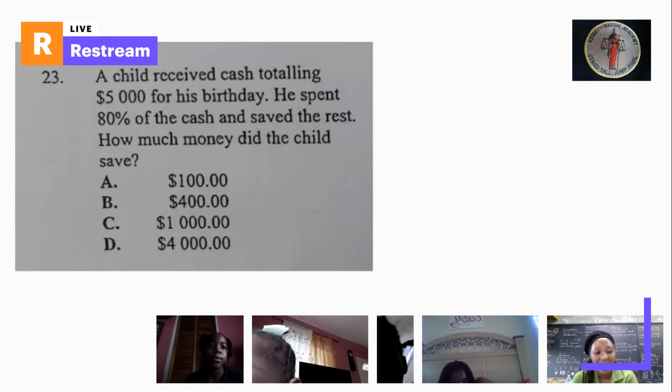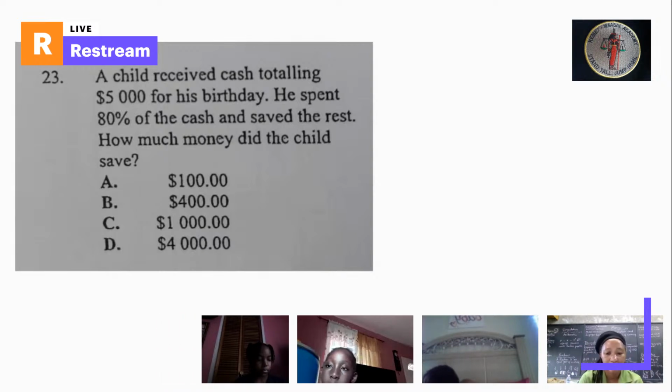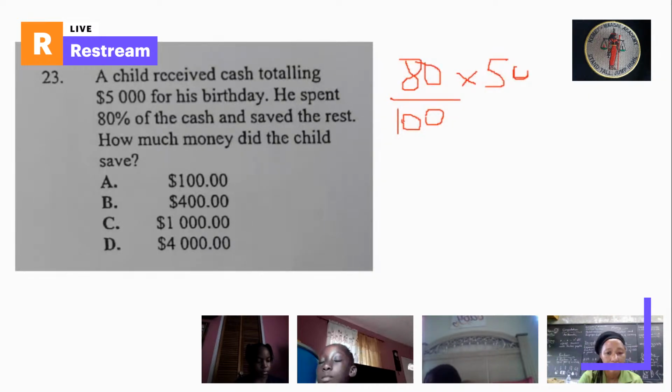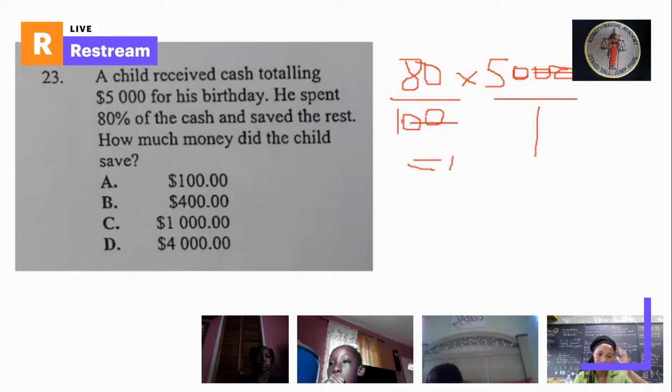Oh, all right. Madison, let me hear what you did. Okay, miss, I multiplied 80 over 100 times 5,000 over 1. So I cross-divided. 100 into itself goes one time, and 100 into 5,000 goes 50 times. Then 80 times 50 gives you 4,000. And then 5,000 take away 4,000 gives you 1,000.